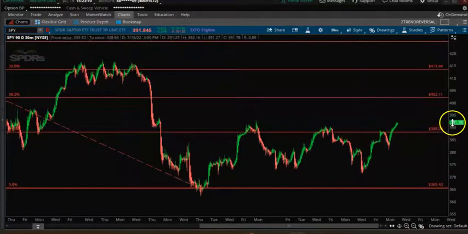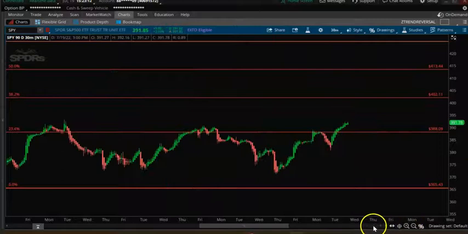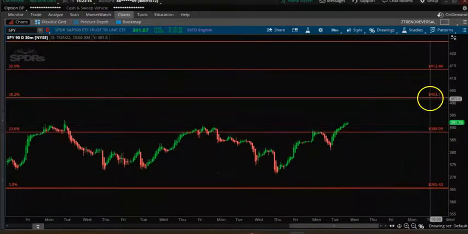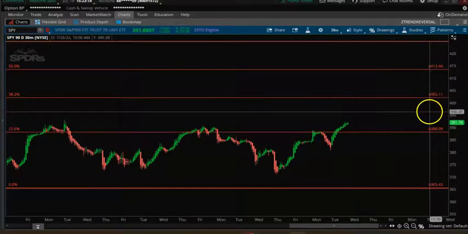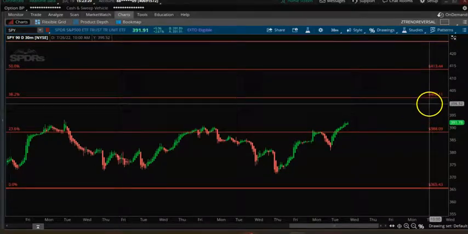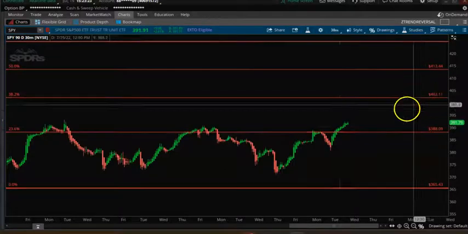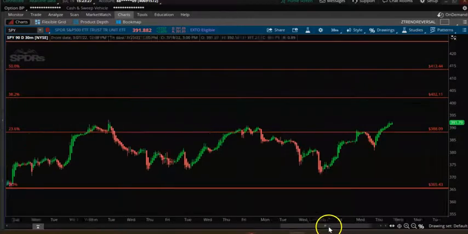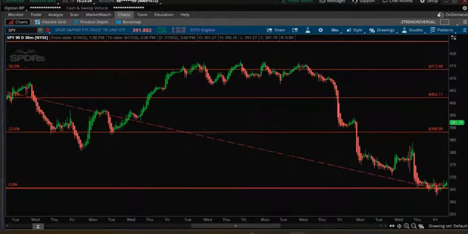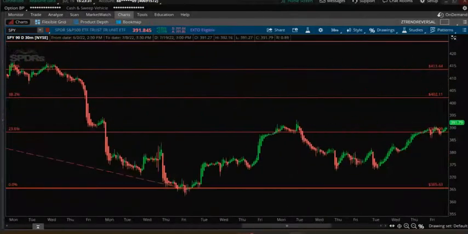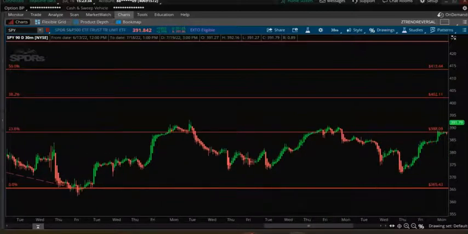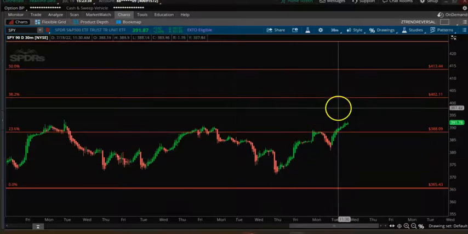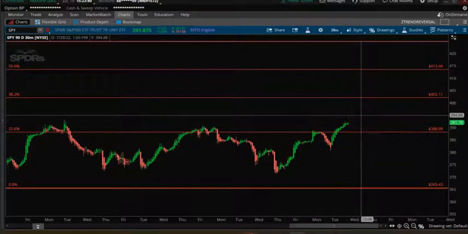The probability is it's going to trend up till 402. 402 is the next stop if it keeps on going up. So that is how this is a leading indicator which can predict how the stock is going to move based on the Fibonacci levels.